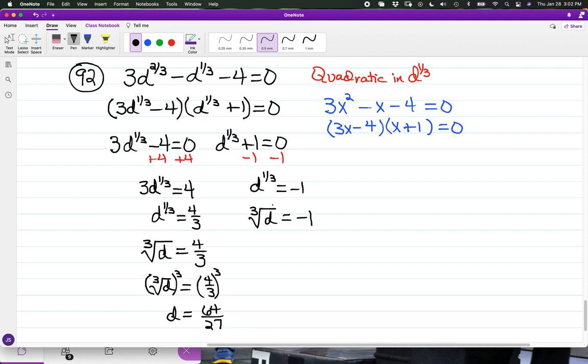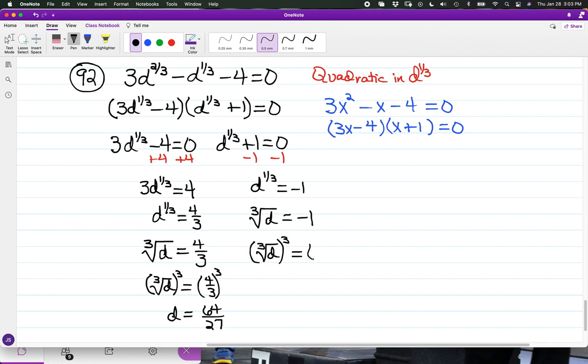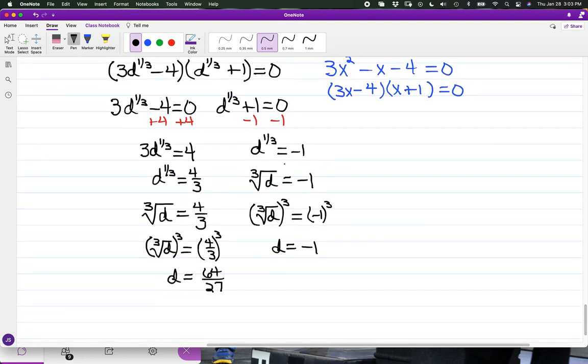Now, if I had an even root, like a square root or fourth root, I would have no solution. But in the case of an odd root, the expression can reduce to a negative constant. So I can continue, and upon cubing both sides, we're going to have that d is equal to -1. So for this particular equation, there'll be two solutions, one at positive 64/27 and the other at -1.